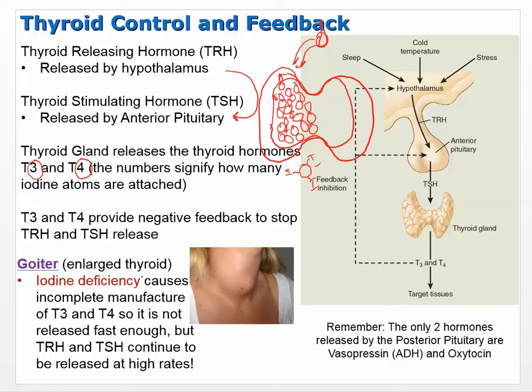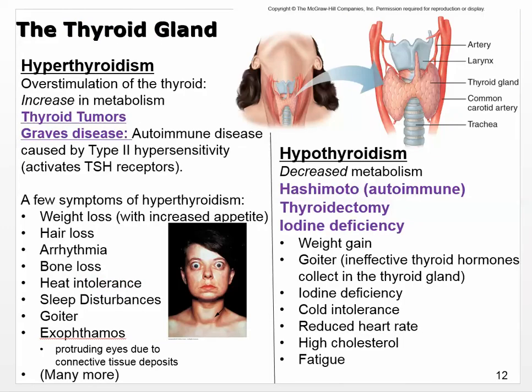So goiter: iodine deficiency is one of the things that can cause a goiter, which is just an enlarged thyroid. It causes incomplete manufacture of T3 and T4, so it's not released fast enough, but TRH and TSH from the hypothalamus and pituitary continue to be released at high rates. A couple of diseases are associated with this, and we have categories for these, and they make sense. Hyperthyroidism means you're making too much thyroid hormone, or actually it's overstimulation of the thyroid, because it doesn't necessarily mean that you're actually making the hormone, but it means that the thyroid gland is being overstimulated. And really, it would have to be the release of thyroid hormone.